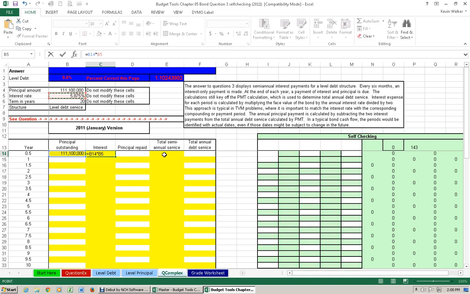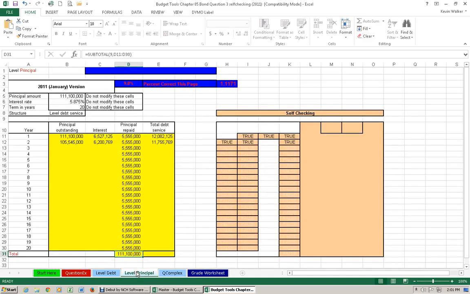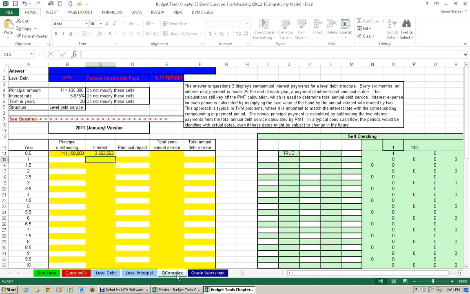However, because we're going to pay this interest in two parts, we're simply going to divide by 2. And according to the spreadsheet, that's true. So this $6,527,125, this is half of that, with a little rounding.